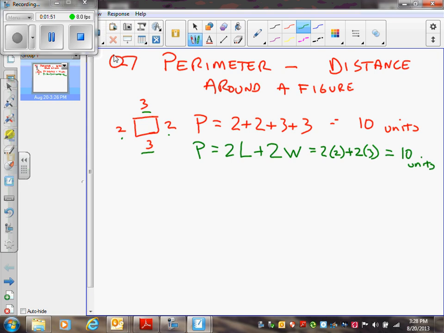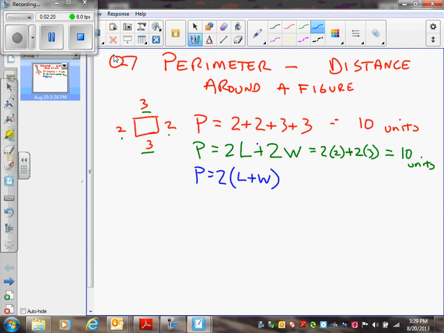There's another formula for this. This is a distributed form of P equals 2 times the quantity L plus W. We will talk about distributive property and the differences between these two many times. One of the major things of algebra is this distributive property, taking this 2 and putting it with both of the things inside the parentheses.